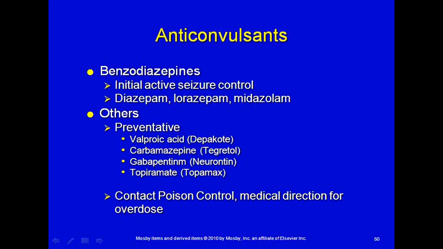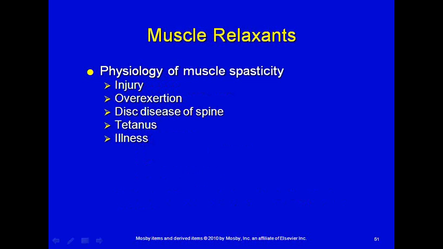Some others are given not to break the seizure but to prevent the seizure from occurring. They're given as a preventative medication, and include valproic acid, which is Depakote, carbamazepine, which is Tegretol, gabapentin, which is Neurontin, and topiramate, which is Topamax. If a person would overdose on the preventative medications, I would be contacting Poison Control to figure out if there is an antidote or what I should be doing in that particular situation.